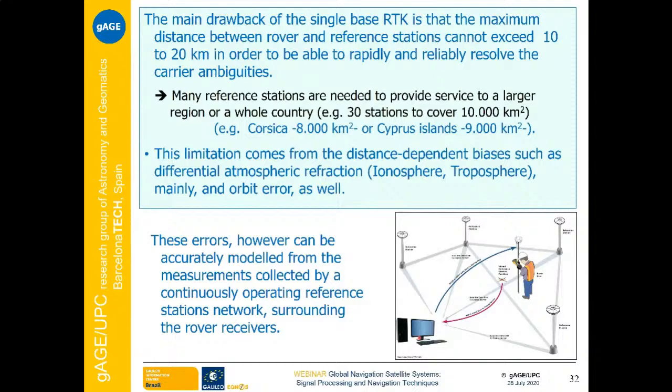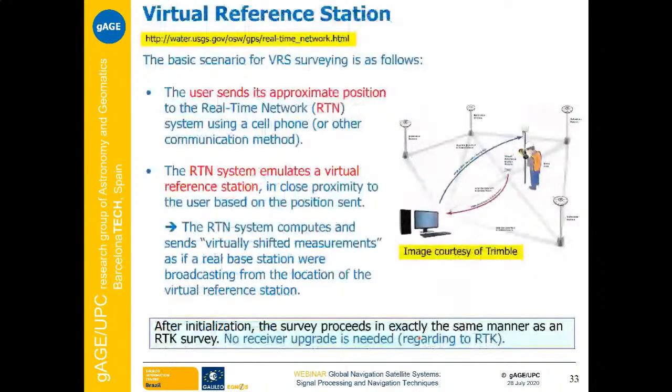Okay, how does it work? Here we have one of the examples of the real-time network, the virtual reference station. The idea is we have a reference station network that collects measurements and computes this atmospheric propagation error on one hand, and on the other hand, this central processing facility, using this atmospheric propagation model, is able to emulate a virtual station close to the user.